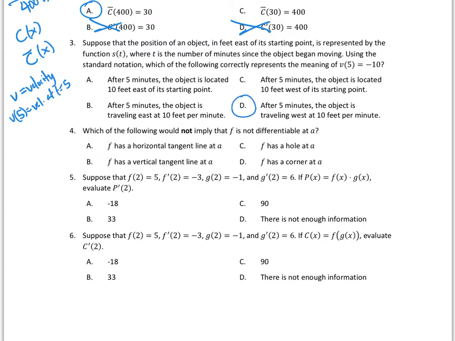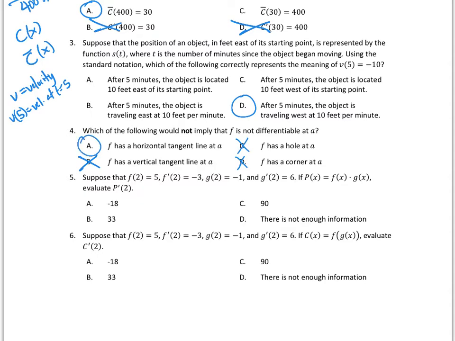For number 4, we're talking about differentiability. So which of the following implies that f is not differentiable? Well, if f has a vertical tangent line, that means that the slope is undefined, and so the derivative would not exist. So that means we can eliminate option B, because that would imply that f is not differentiable. Similarly, if f has a hole or a corner, there's no derivative there, so we can eliminate C and D, and so the correct option is A.